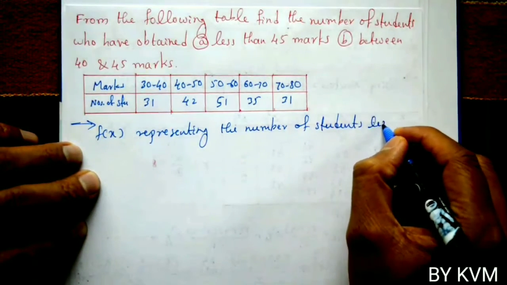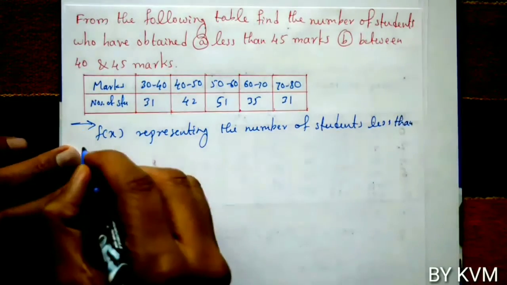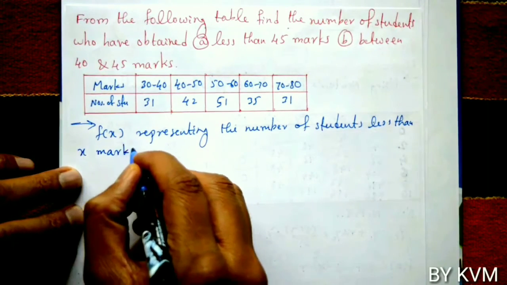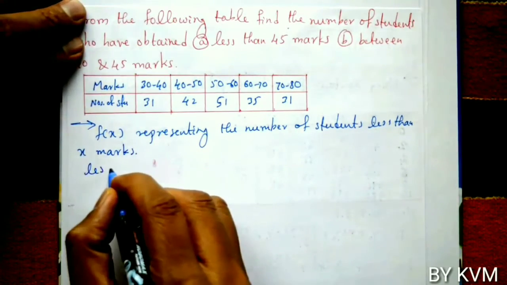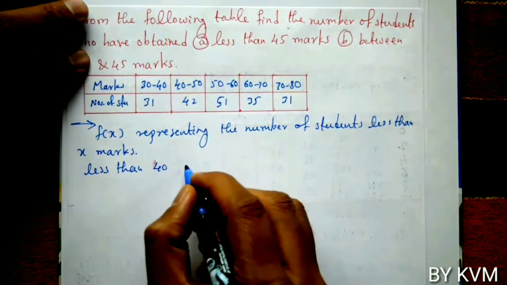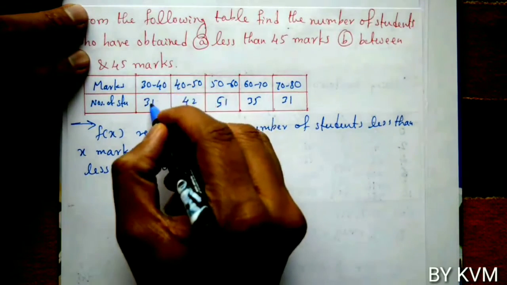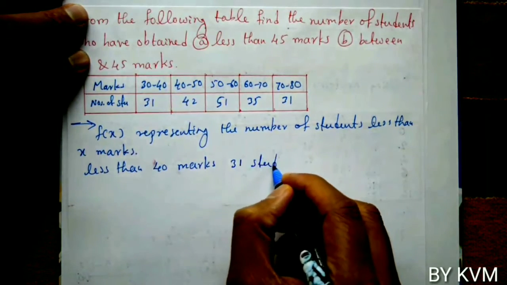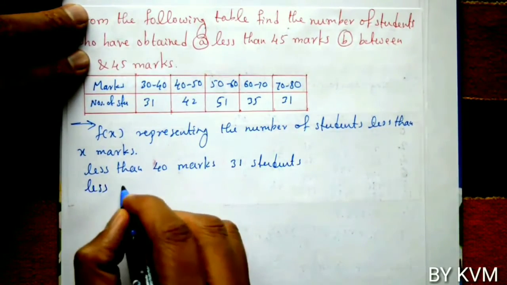So now f of x or y represents the number of students less than x marks, that is, take marks as x and number of students as y, that is f of x. So now, students who scored in between 30 and 40 is 31. So instead of taking the interval, take students who scored less than 40. So students who scored less than 40 marks is 31 students.